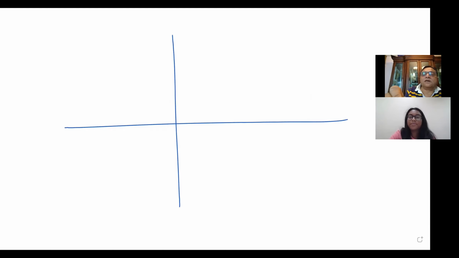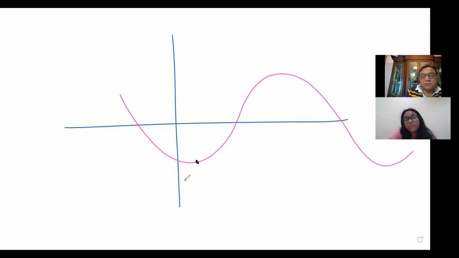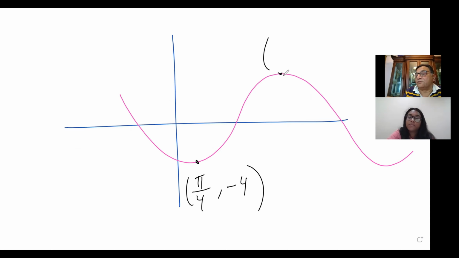This time I am just going to sketch a sine wave which is not starting at the origin. Okay, very good. Now what I'm telling you is this point here, which seems to be at the minimum, is at, let's say, pi by 4, and this value is minus 4. And I'm giving you the maximum value this time, not the 2 minimums. I'm keeping it simple. Let's say this is pi, and the maximum value here is, let's say, 6.